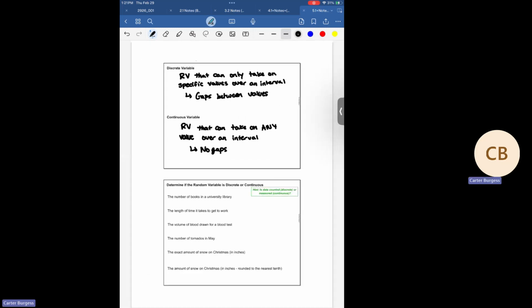All right, let's take a moment, take like a minute, looking at the examples that we have here. So we have a bunch of potential random variables, and we are going to try and figure out if what we are looking at is a discrete case or if it is a continuous case. So yeah, take a minute, label these as discrete or continuous. We'll go over them here in a second.